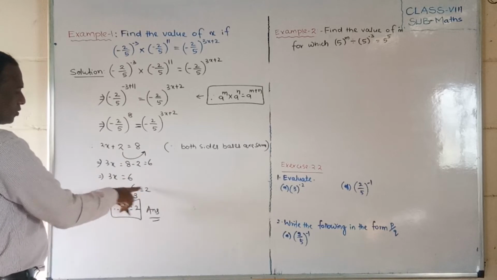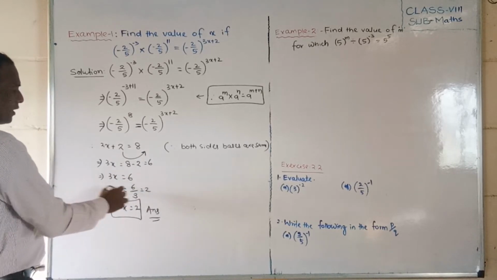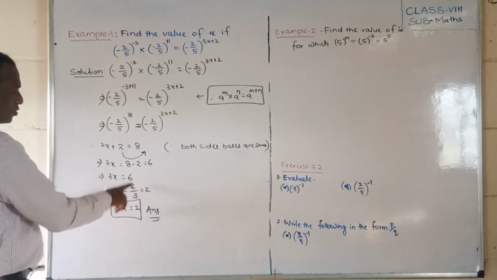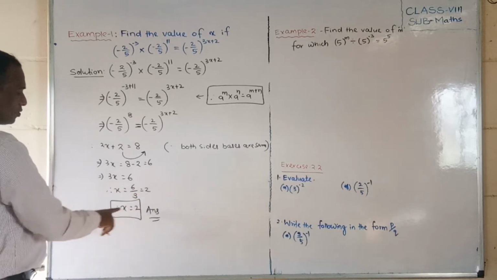x is equal to division. This 3 is multiplied on the left side, so on the right side it will go as division. So 6 by 3 is equal to 2. So x is equal to 2.